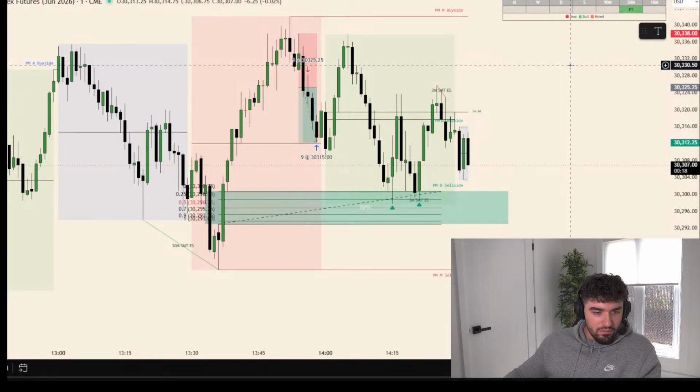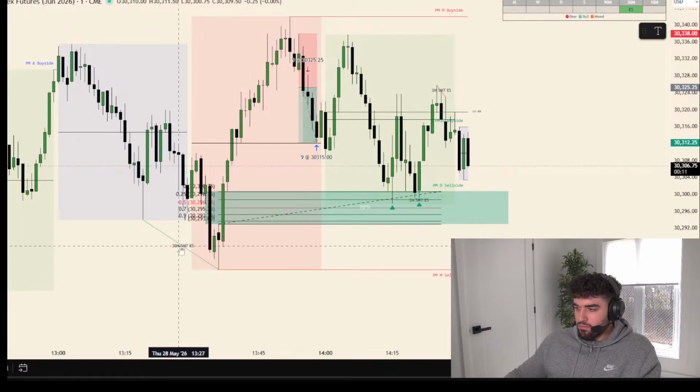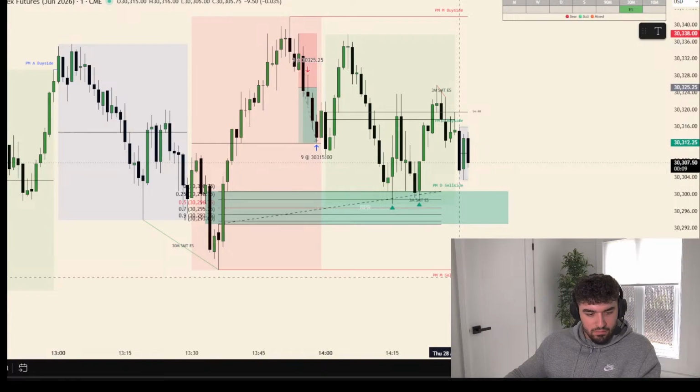The entry, if I had to rate it, it was just that candle there, the bullish candle. Yeah, not a good entry at all. I agree with you.